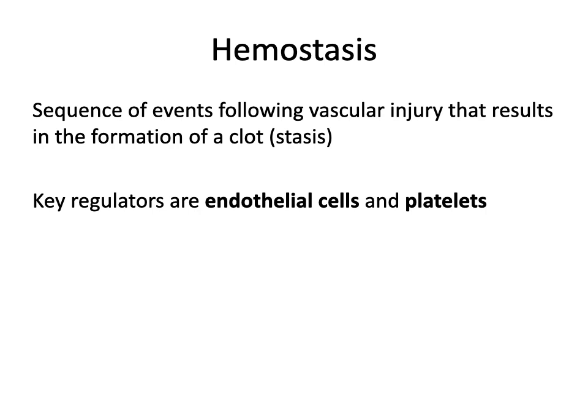Now, hemostasis is the sequence of events following vascular injury that results in the formation of a clot. Okay? And the second part of hemostasis is dissolution of that clot when it is no longer needed. So hemostasis is a balance between the formation and dissolution of a clot. And the key regulators are endothelial cells and platelets. Okay? Hemostasis is divided into primary and secondary hemostasis. Primary hemostasis is the first event wherein the major players, as mentioned, are endothelial cells and platelets. And the end product of primary hemostasis is the primary platelet plug.